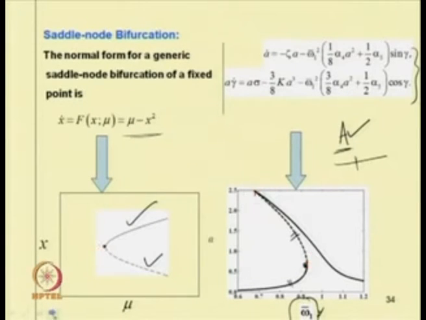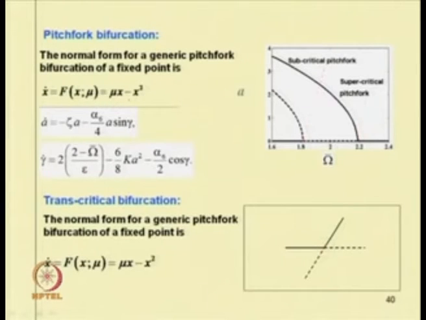The generic form can be written in this form. So, x dot equal to mu x minus x square. Let us take this example, x dot equal to mu x minus x square. By putting this equal to 0, we can write this as x into mu minus x.